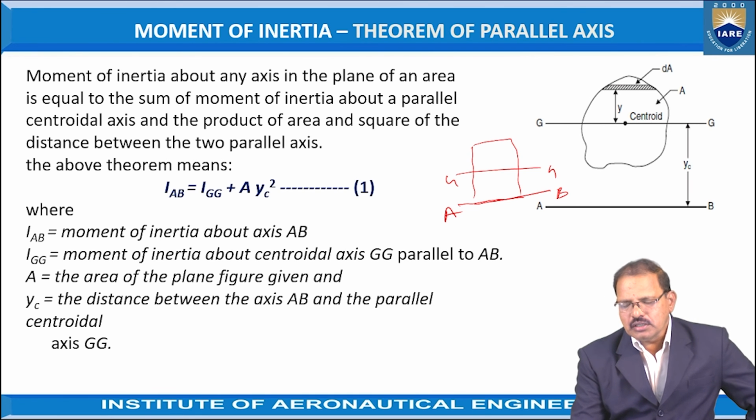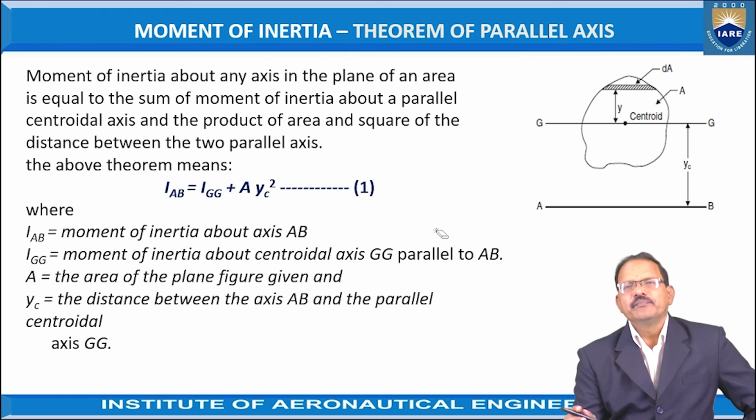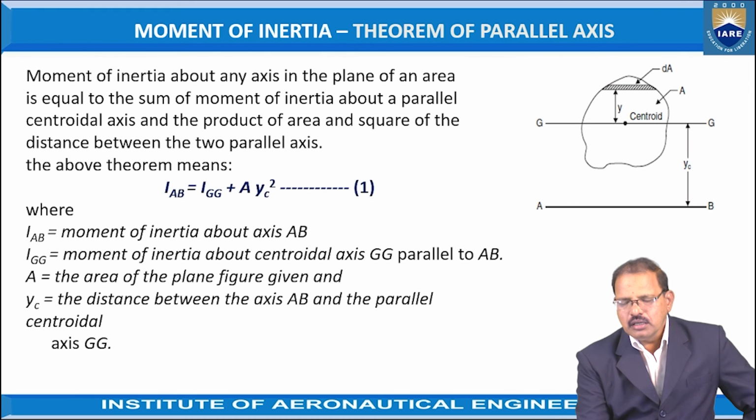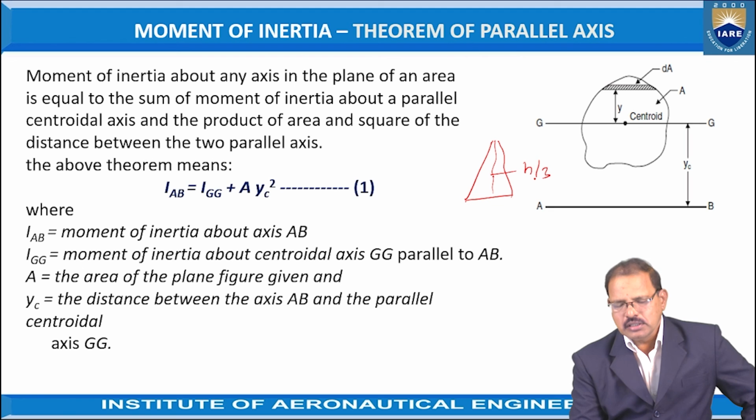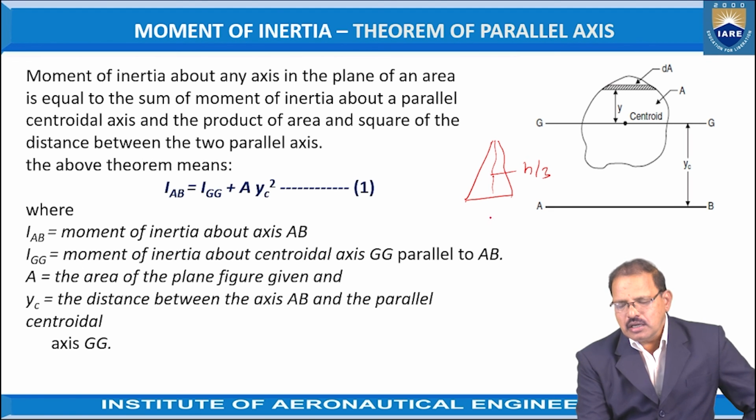Similarly, it is also applicable for the triangle. In a triangle also, the centroid is located at a distance of h by 3 from its base. We can determine the moment of inertia of the triangle about its central axis as well as about the base by using the theorem of parallel axis.